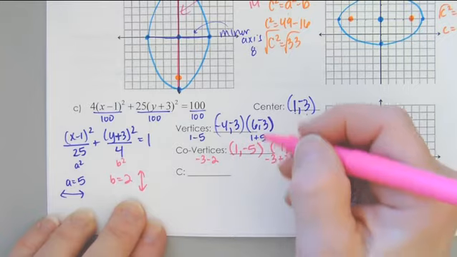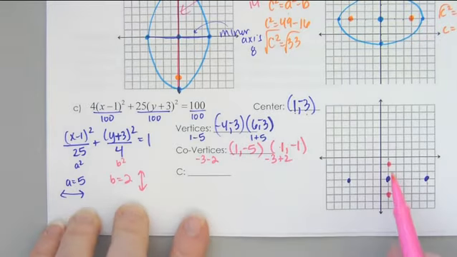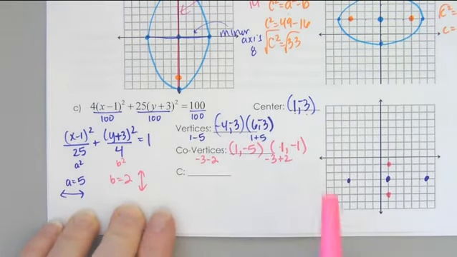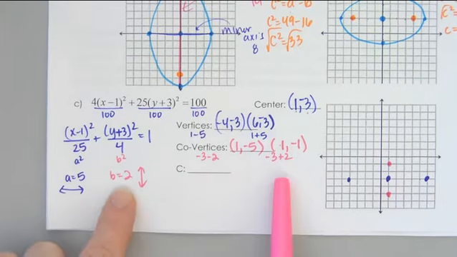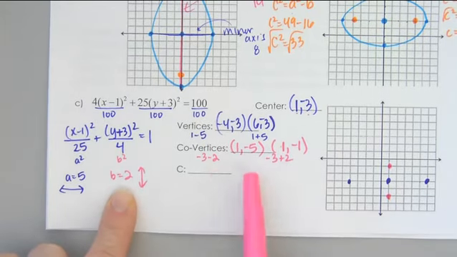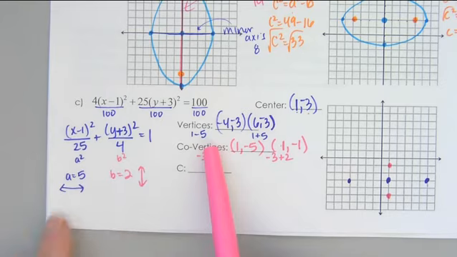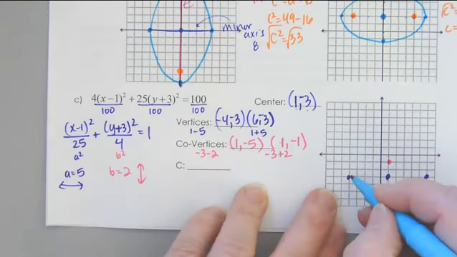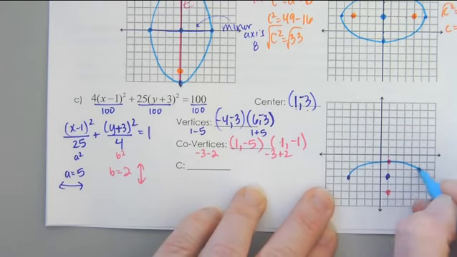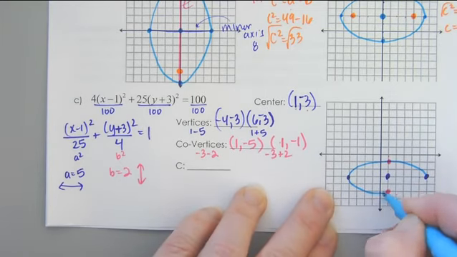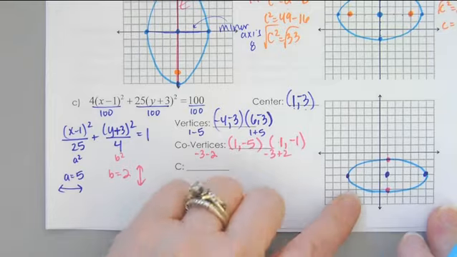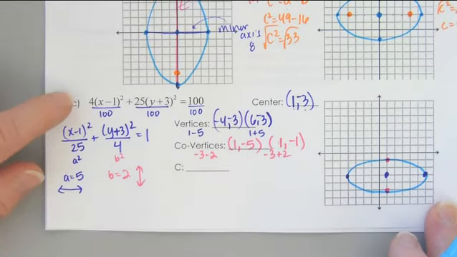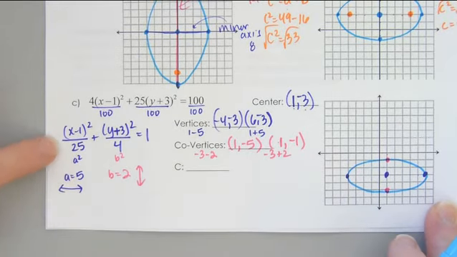All right, so my co-vertices are the ones that aren't as far away. So again, you could do it algebraically by adding and subtracting 2 from the y value for co-vertices. For vertices, you add and subtract 5 from your x value. Or just look at the graph. Then you're going to graph your ellipse, and again, this one is a horizontal ellipse because the bigger number was under the x, and x goes left and right.